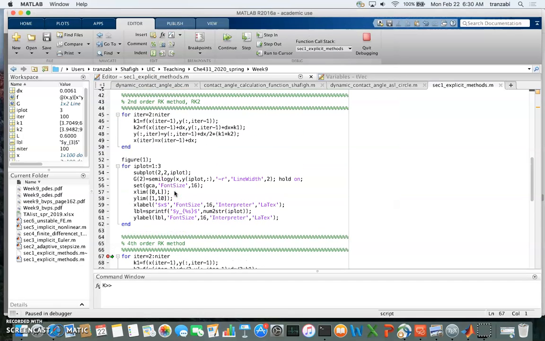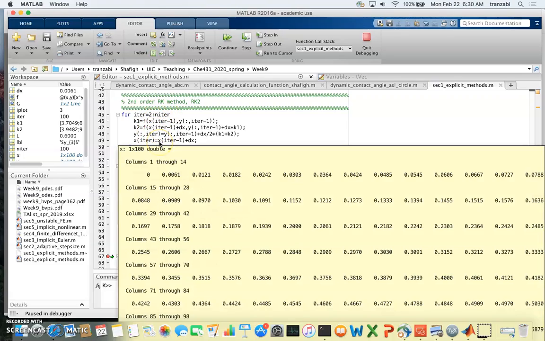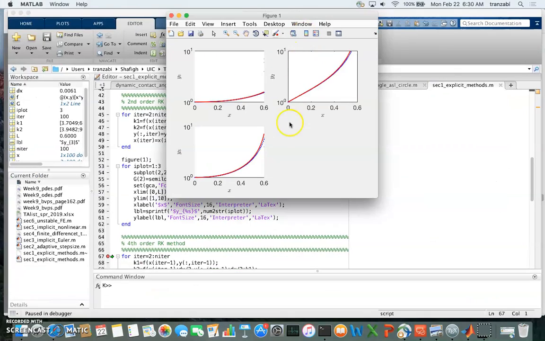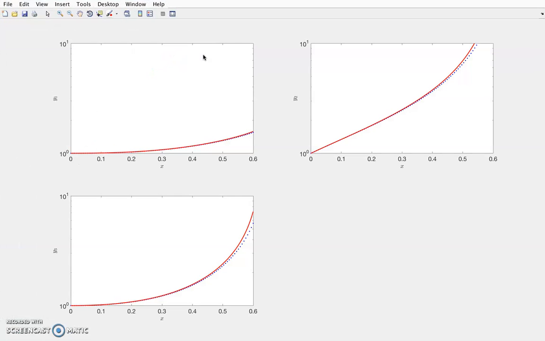So there you go. I actually went through all the steps in the RK2 method, and here's the solution. Now I'm over plotting on top of the solution from forward Euler. Forward Euler was blue. The red one is RK2. Now you see a little bit of error here.